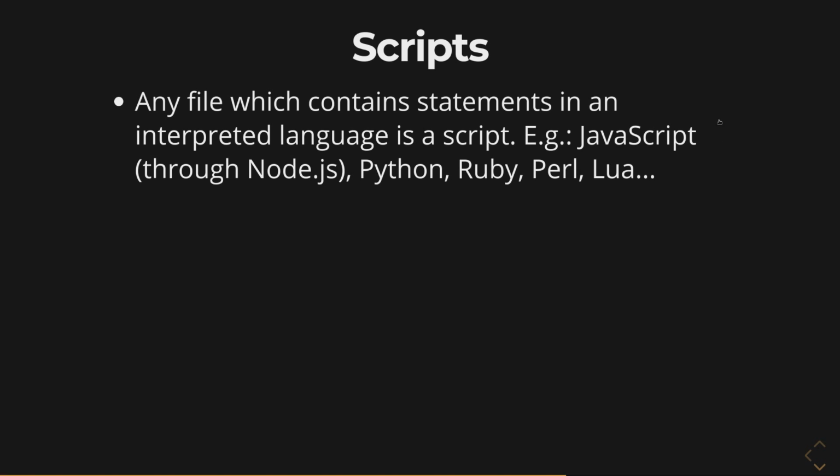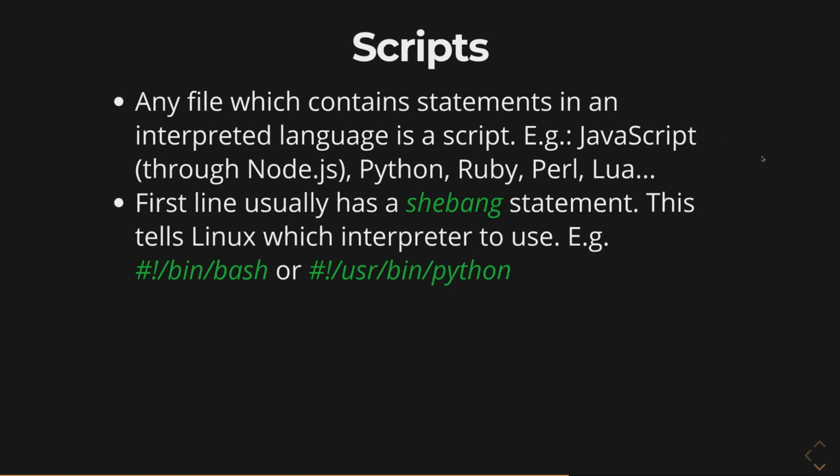Ruby, Perl, Lua all work like this. So any file, or whatever you want to call it, starts with a hash sign, then an exclamation mark, and then a path to the interpreter that's supposed to run the program.